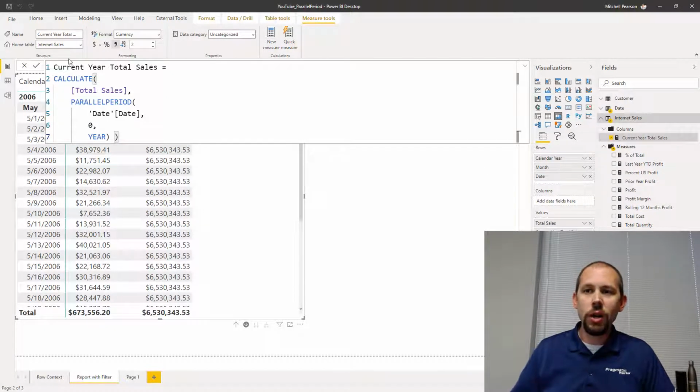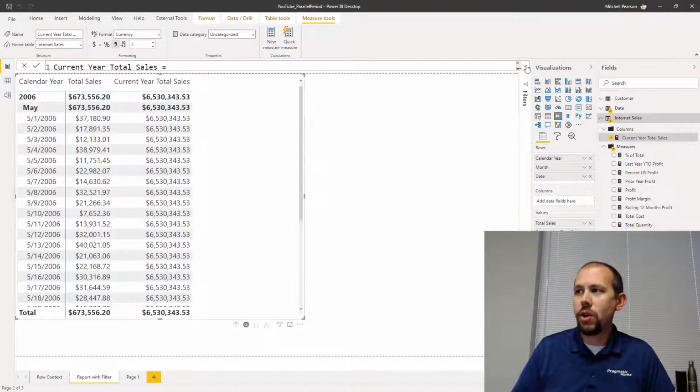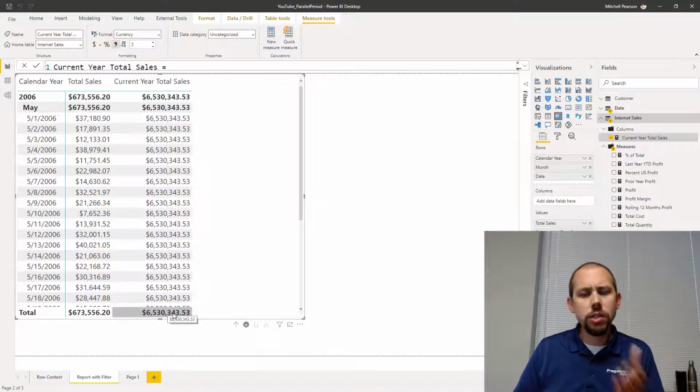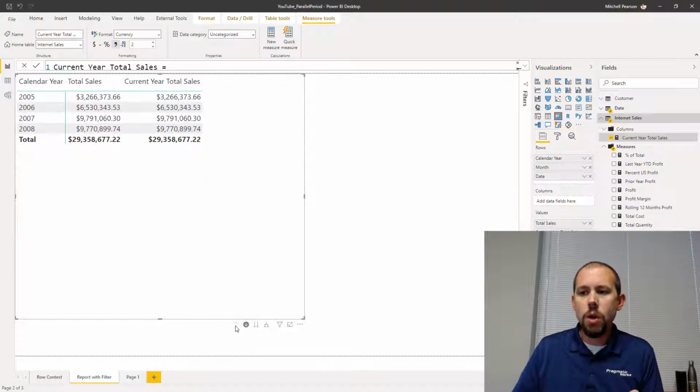This is going to get us all of the total sales for the current year that we're currently looking at, which is 2006 rather, and that's 6.5. And you say, how do I know that's correct for 2006? Well, we go up, right? We go up in our hierarchy here, and we go up again. 2006 is 6.53 million, and we see it side by side here. So 2006 is 6.5. That's the total sales, and that's our current total sales.